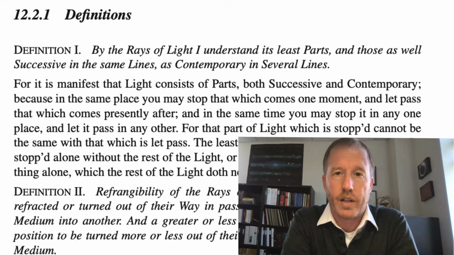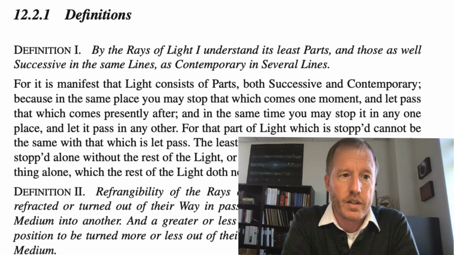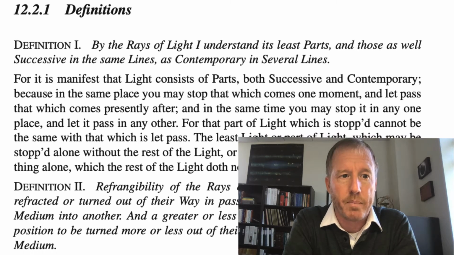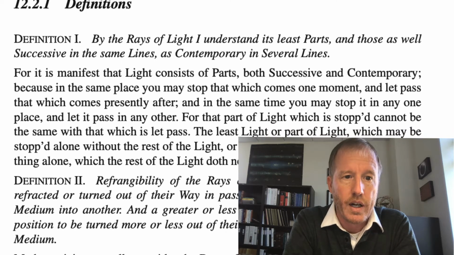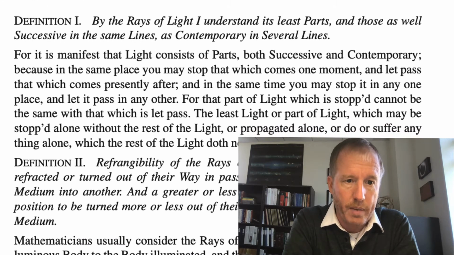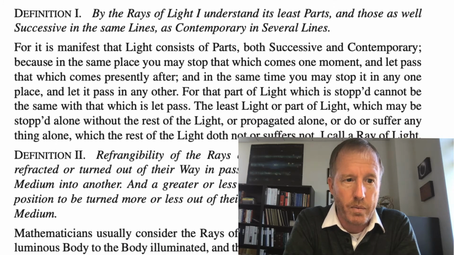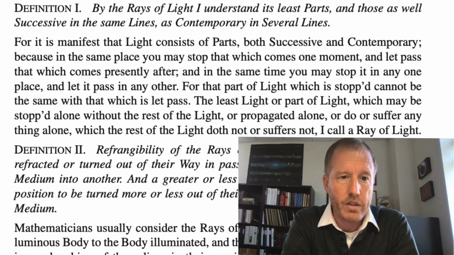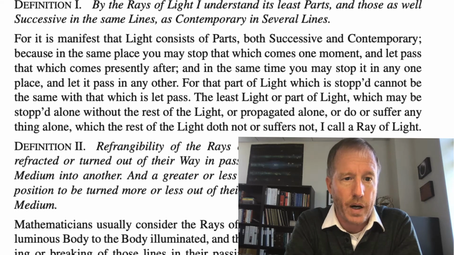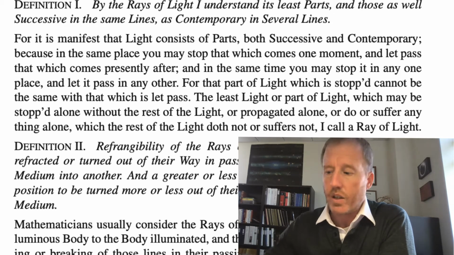For it is manifest, that is, it is shown or known, that light consists of parts, both successive and contemporary, because in the same place you may stop that which comes one moment and let pass that which comes presently after. And in the same time you may stop it at any one place and let it pass in any other. For that part of light which is stopped cannot be the same with that which is let pass. The least light or part of light which may be stopped alone without the rest of the light, or propagated alone, or do or suffer anything alone, which the rest of the light doth not or suffers not, I call a ray of light. So what is he saying here?